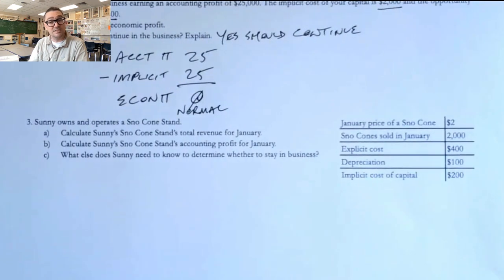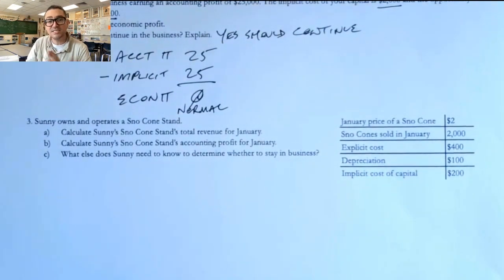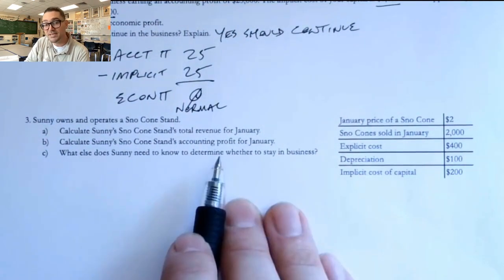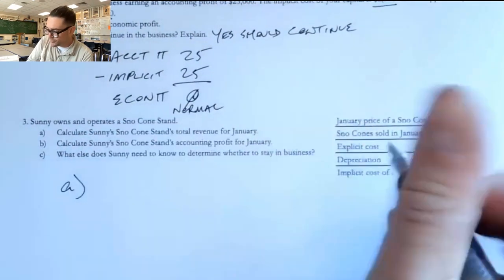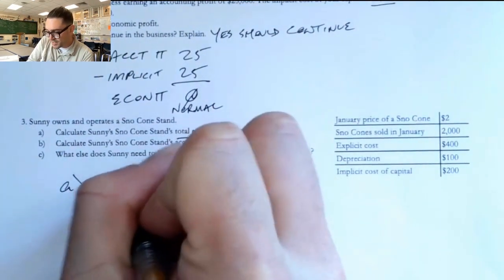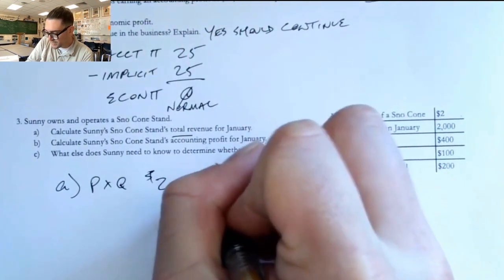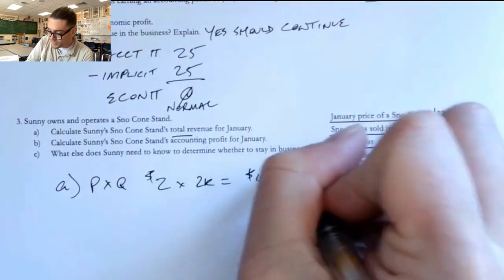Sunny owns and operates a snow cone stand. Calculate Sunny's snow cone stand's total revenue for January, their accounting profit, and then what else we might need to know to determine whether to stay in business. So the snow cone total revenue we just know is price times quantity. And so we've got 2 times 2,000 equals $4,000. And so that's our total revenue.